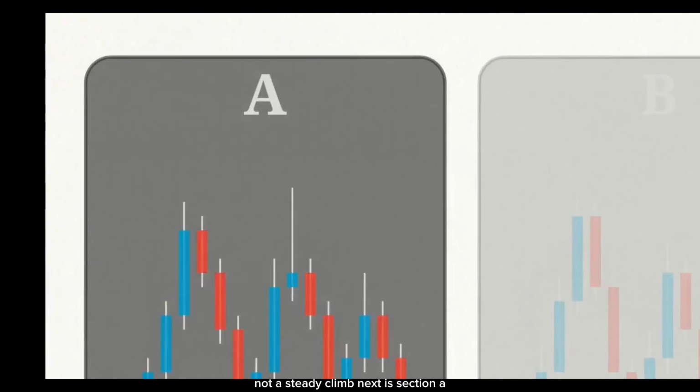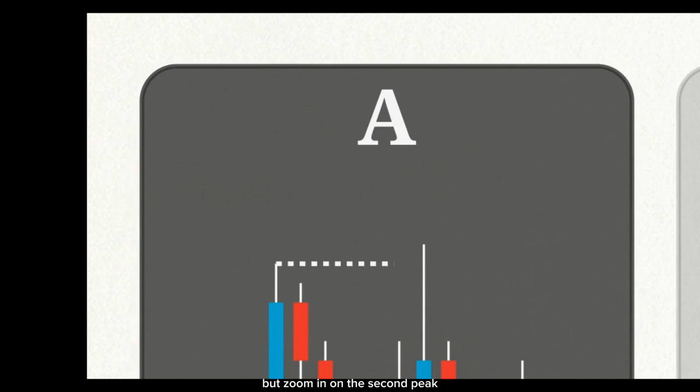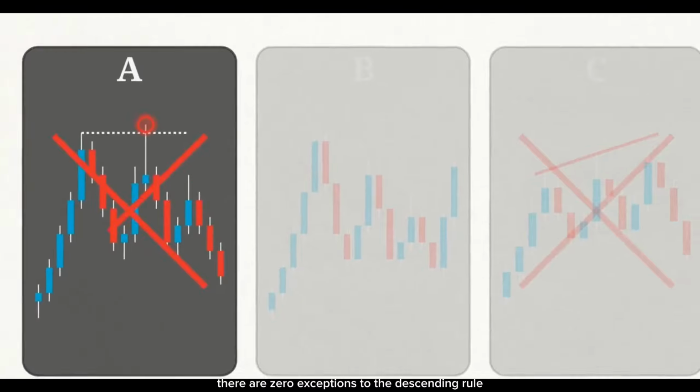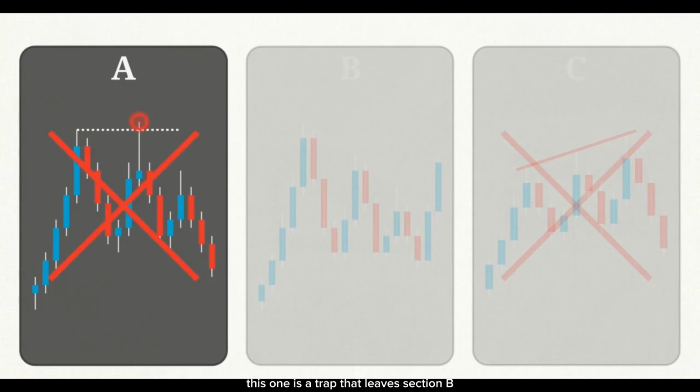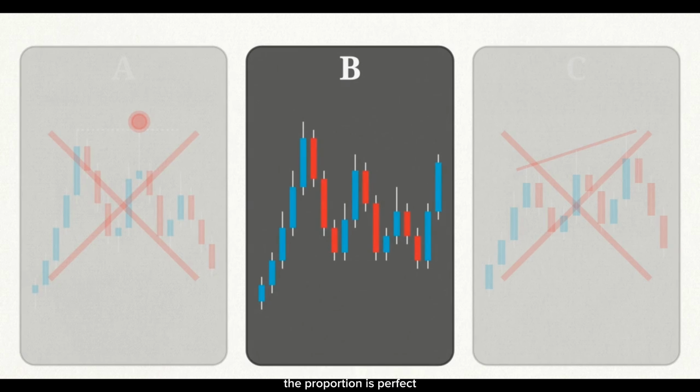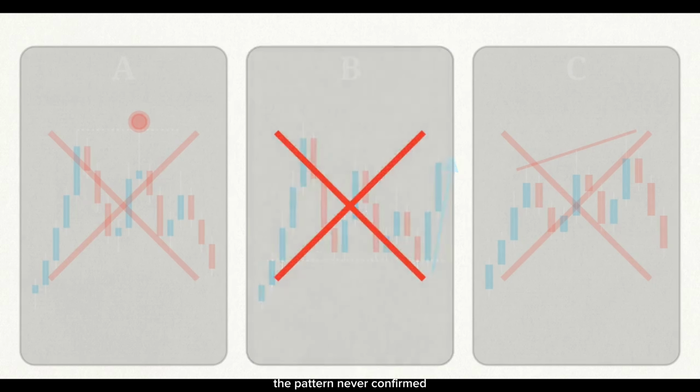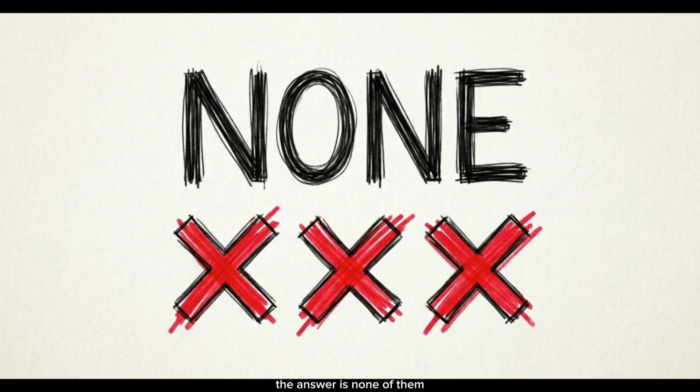Next is section A. The shapes look proportional, but zoom in on the second peak. That single tiny candlestick wick pushes just slightly higher than the first peak. There are 0 exceptions to the descending rule. This one is a trap. That leaves section B. The proportion is perfect. The 3 peaks descend exactly as they should. But watch the price action at the bottom. It bounces upward instead of breaking the confirmation line. The pattern never confirmed. The answer is none of them.